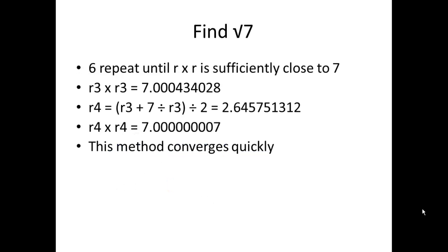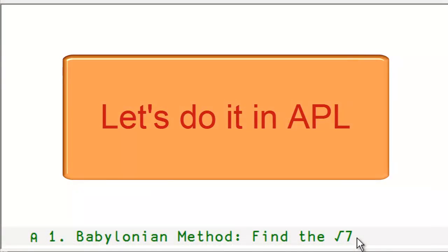And we repeat until happy. Right now, R3, when multiplied by itself, gives you a number which is close to 7 to 4 decimal places. If we compute R4, we now have a square root which is close to 7 to 9 decimal places. As you can see, this method converges quickly. This is the Babylonian method.